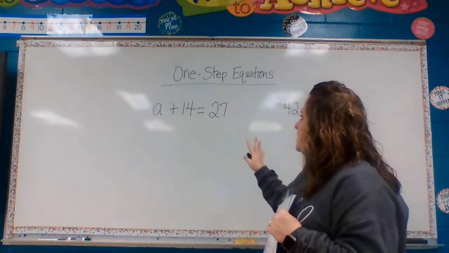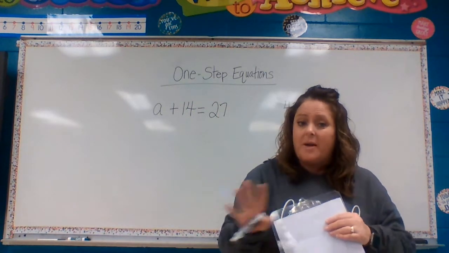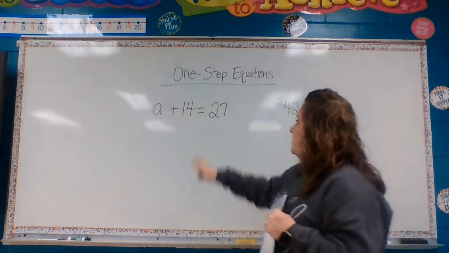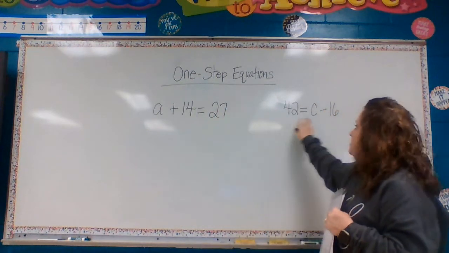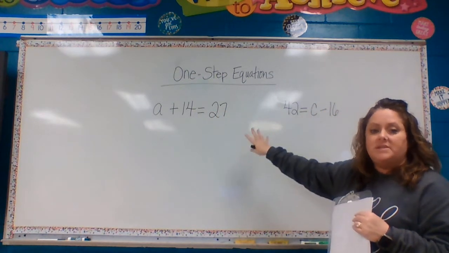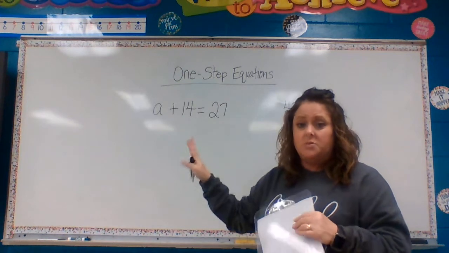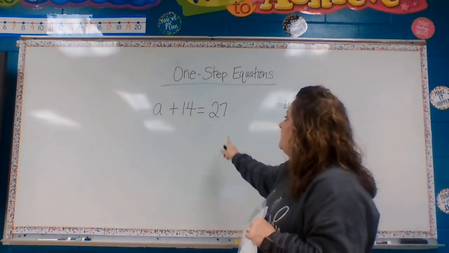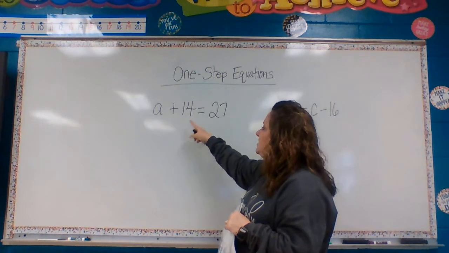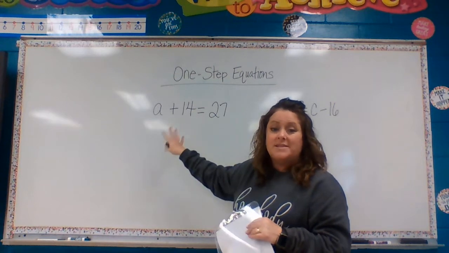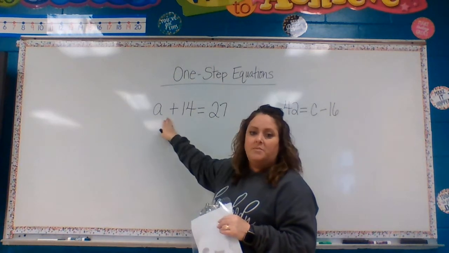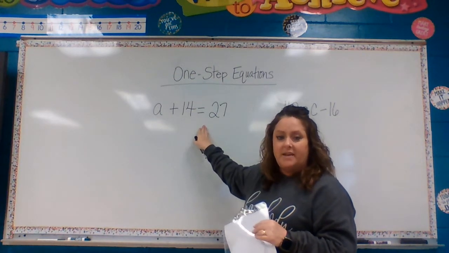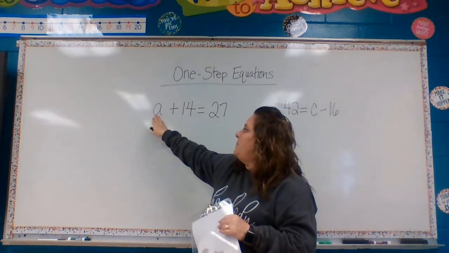I wanted to touch base one more time about one-step equations. We have an addition equation and a subtraction equation, and these are both one-step equations. So we're going to do those real quick for you, okay? All right, our first one, we said we have a plus 14 equals 27. All this is saying is something plus 14 equals 27. So I have to find out what that something is.